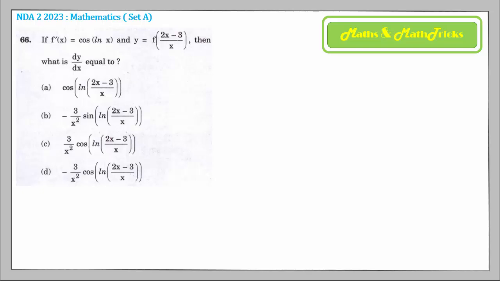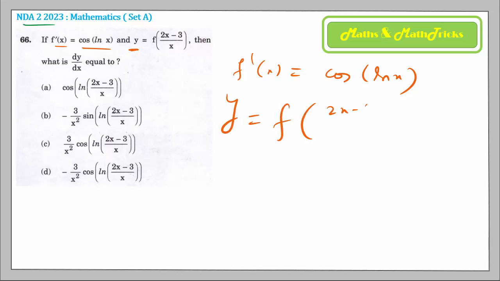Coming on to the next question now, the 66th question from the NDA 2 2023 paper. You know that f dash x is this function, which is of the form cos of ln x. But you are asked, if you know y is this function, what is dy by dx? What is y? You are differentiating f of 2x minus 3 by x.